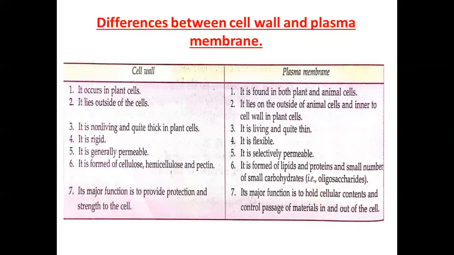Now the cell wall's major function is to provide protection and strength to the cell. The plasma membrane's major function is to hold cellular contents and control the passage of materials in and out of the cell. So we are done with the differences too, and we are done with the topic.